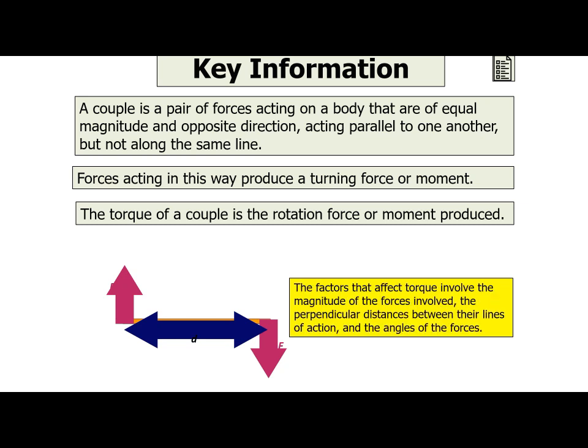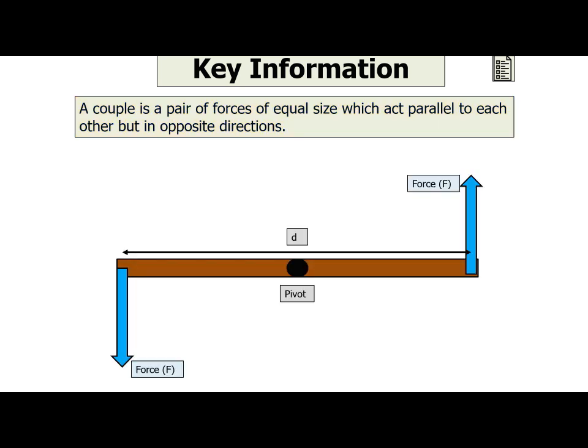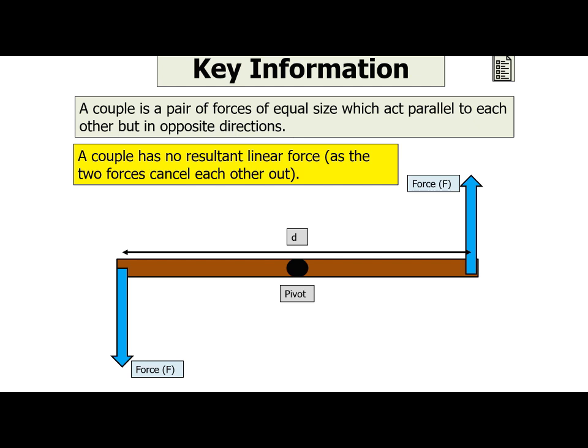Now the factors that affect torque involve the magnitudes of the forces involved, the perpendicular distances between their lines of action, and the angles of the forces. So we can say that a couple is a pair of forces of equal size which act parallel to each other but in opposite directions, as you can see in the following diagram. As we mentioned before, a couple has no resultant linear force, as the two forces cancel each other out. So this means that due to Newton's second law of motion, F equals ma, this object would not actually accelerate.